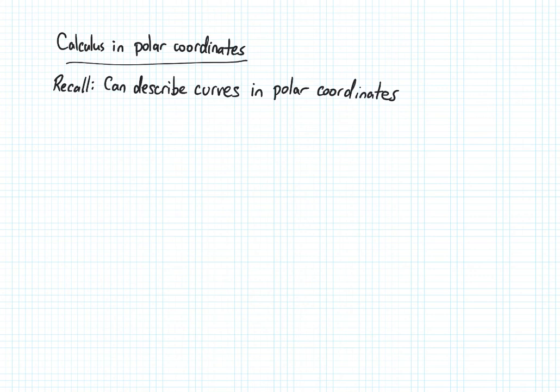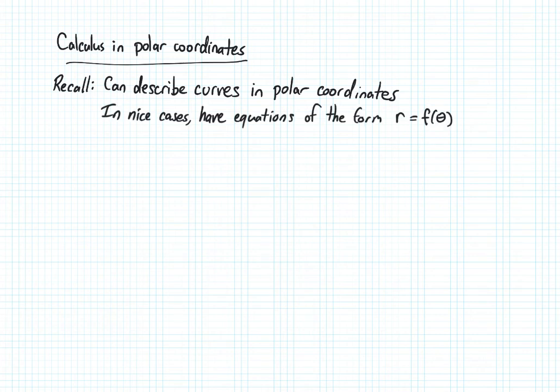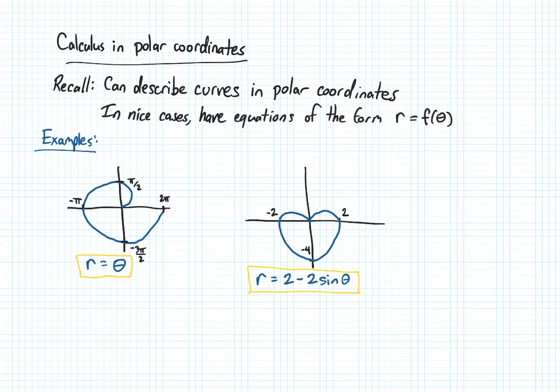Hi everyone. So last time we learned that we can sometimes describe curves in polar coordinates. And in nice cases, the equation can be expressed in a form where r is just a function of theta. So here are a couple of examples. There's r equals theta, which looks like a spiral. And then there's r equals 2 minus 2 sine theta, which looks like a heart. Math is so nice, isn't it?